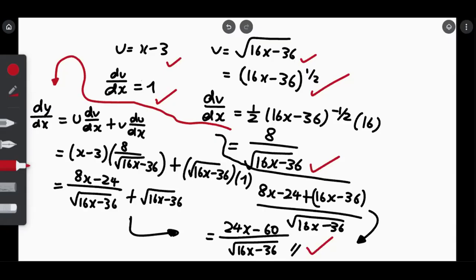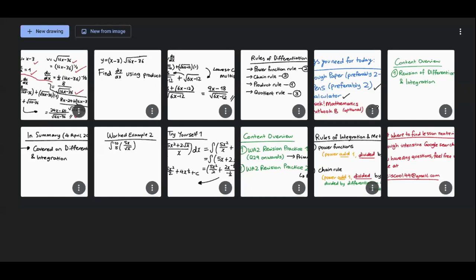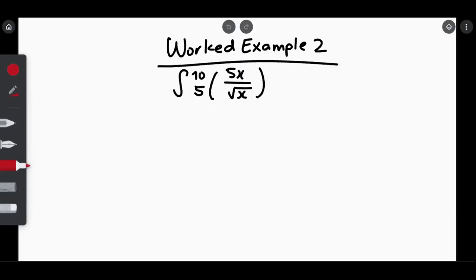Now we are going to move on to integration. Where is my integration question? Okay, yes. This is word example 2, which is about integration. If you still have trouble with differentiation, integration is much better. This curly S sign before the 10 and 5 is the integral sign. 10 and 5 are basically values for x.